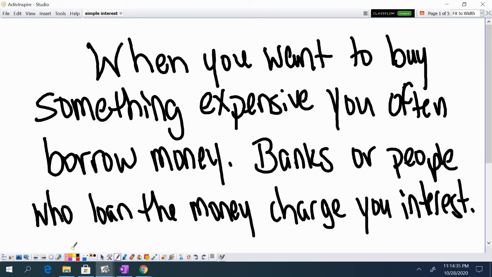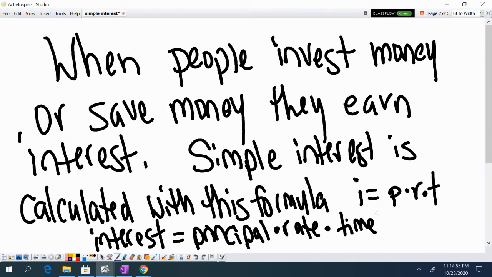And when you want to buy something expensive, you often borrow money. So banks are people who loan the money, and charge you interest. So when you borrow money, that's when you get charged the interest, okay? But then if you invest money, that's when you earn interest. So here's the formula. Interest equals principal times rate times time.